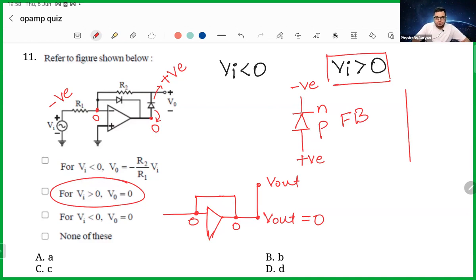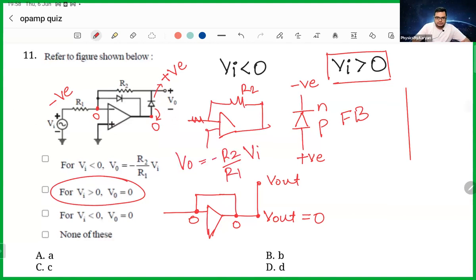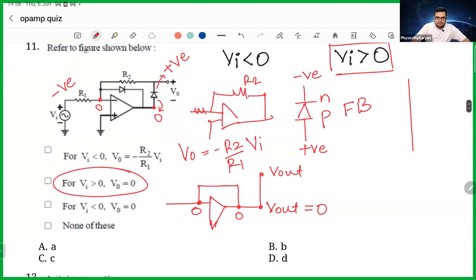If this is reverse biased, then both the diodes are reverse biased. So let's ignore the diodes. It is like a simple op-amp now. You have an R1, you have an R2, and the gain in this case can be written as minus R2 by R1 into V input. If both diodes are ignored, the simple circuit appears, and it becomes minus R2 by R1 into V1.